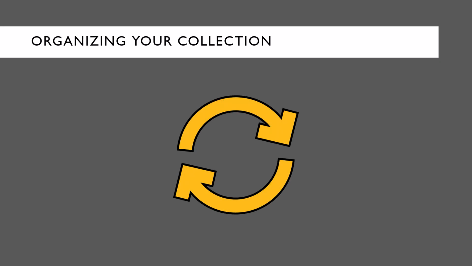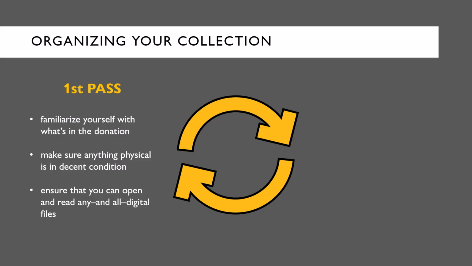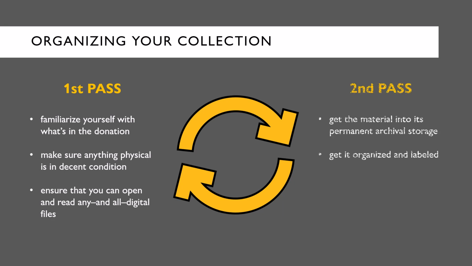In Chapter 2, we talked about doing a first pass and a second pass through your collection. The first pass was for the purpose of familiarizing yourself with what was in your collection or what was being donated, making sure anything physical was in decent condition, and ensuring that you could open and read all digital files. The second pass that you'll do in this chapter is to get the material into its permanent archival storage and getting it organized and labeled.